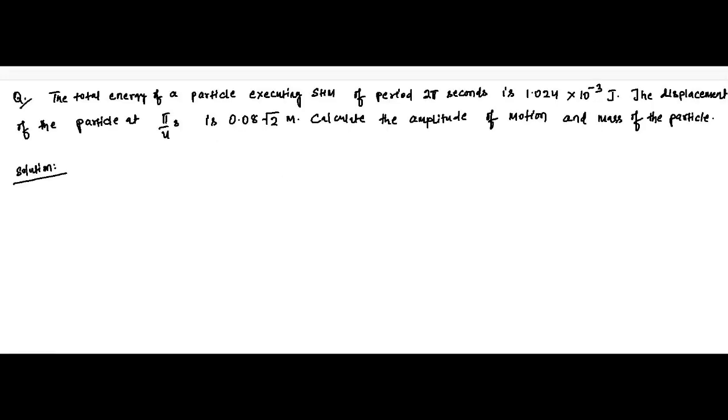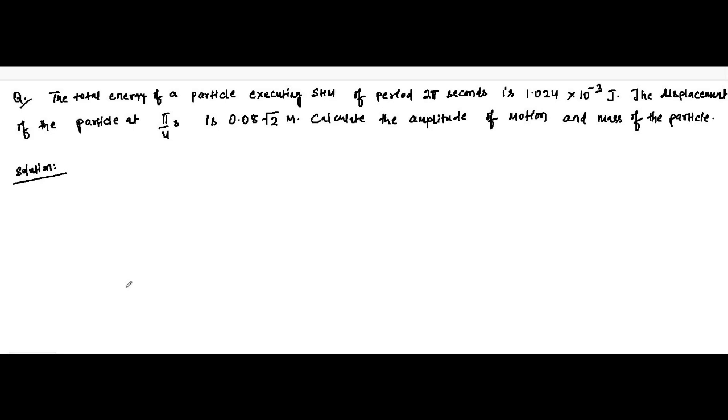So here is another question on energy of simple harmonic motion. It is given that the total energy of a particle executing simple harmonic motion of period 2 pi seconds is 1.024 into 10 to the power minus 3 joules. The displacement of the particle at pi by 4 seconds is 0.08 root 2 meter. Calculate the amplitude of motion and the mass of the particle.